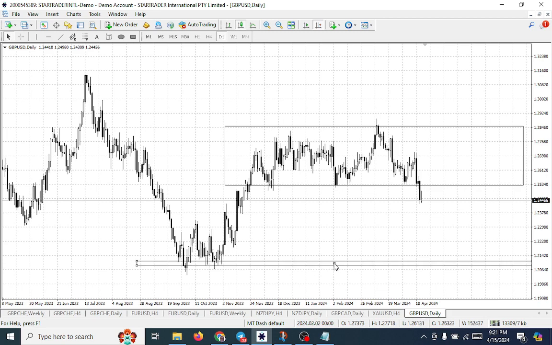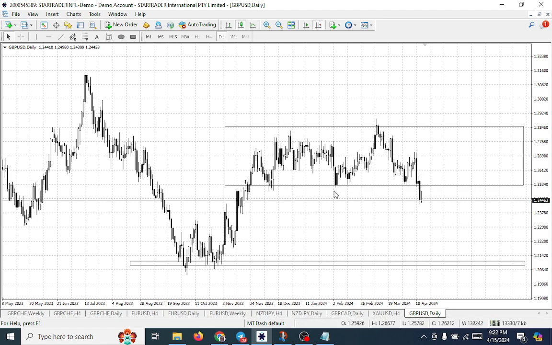So let's tidy up the chart. This is what we have here. This rectangle I've drawn here, they are structure levels, they are support and resistance levels. So you may not want to draw another horizontal line.